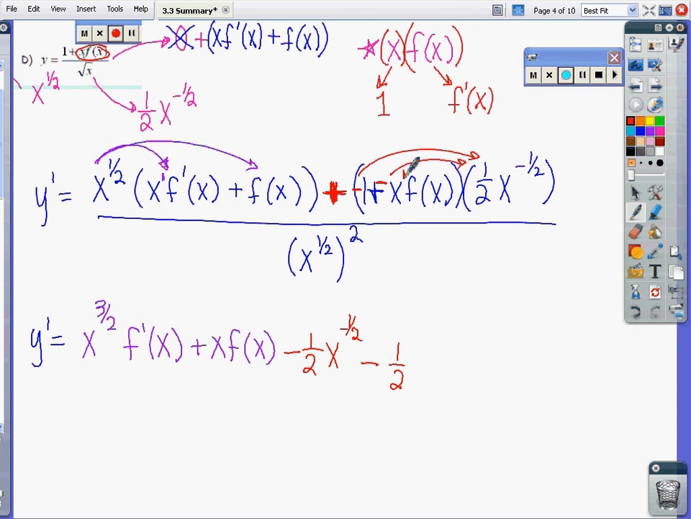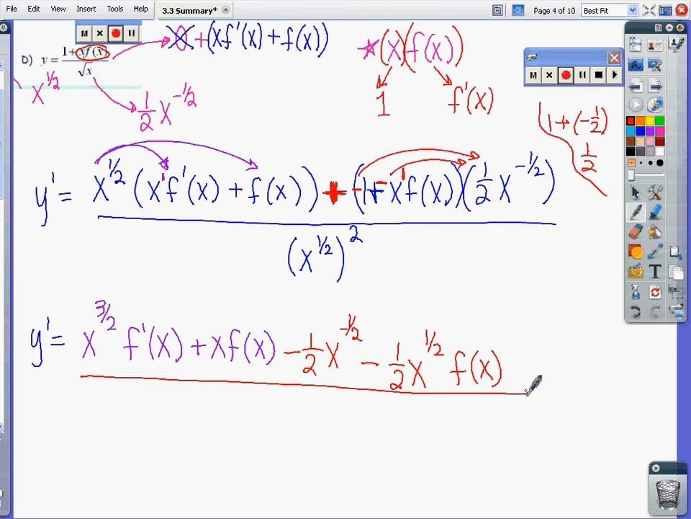How did I get that? I took x to the 1, and I'm literally adding the powers, 1 plus negative 1 half. That gives me positive 1 half, all over x to the 1 half squared. That literally would give me x to the first. So that is probably as simplified as this is really going to get. There isn't much more I can do with it.